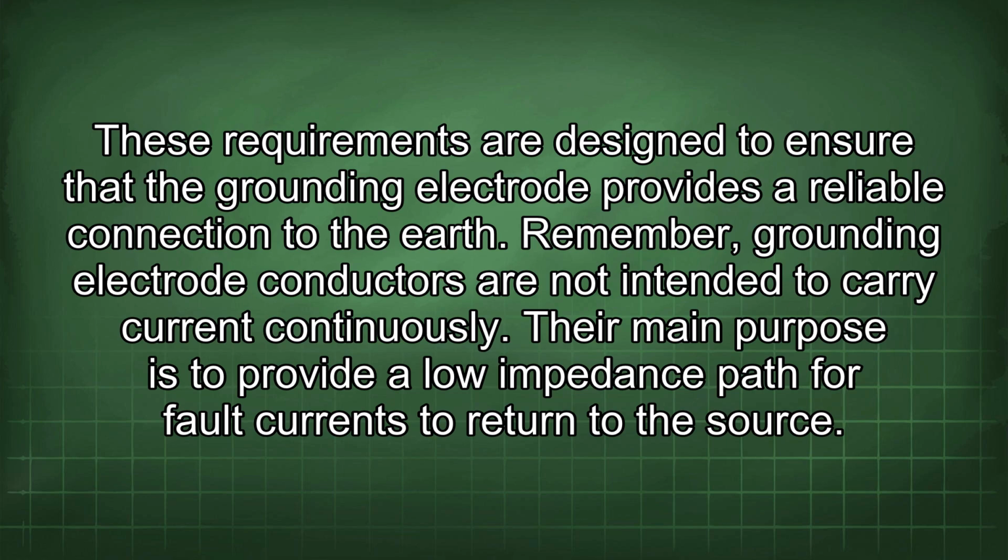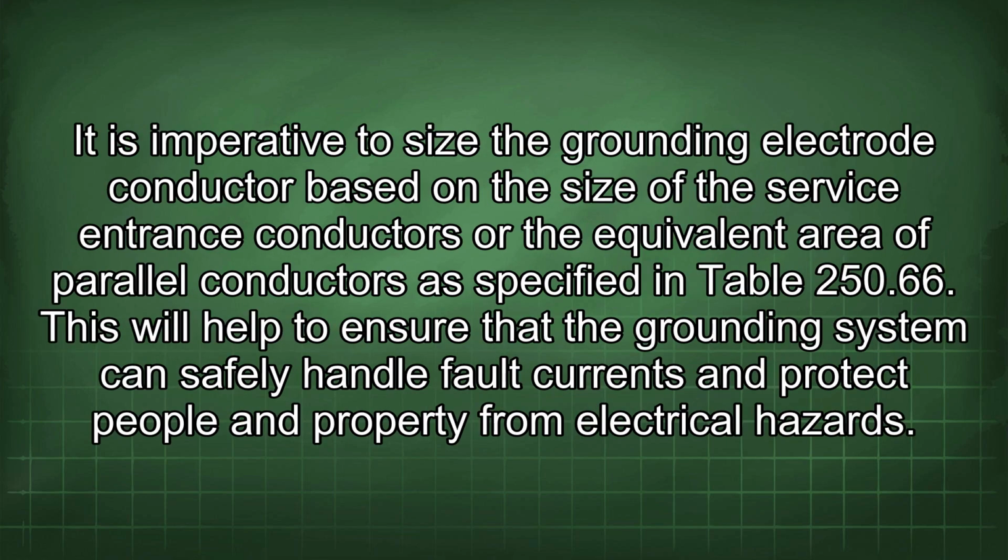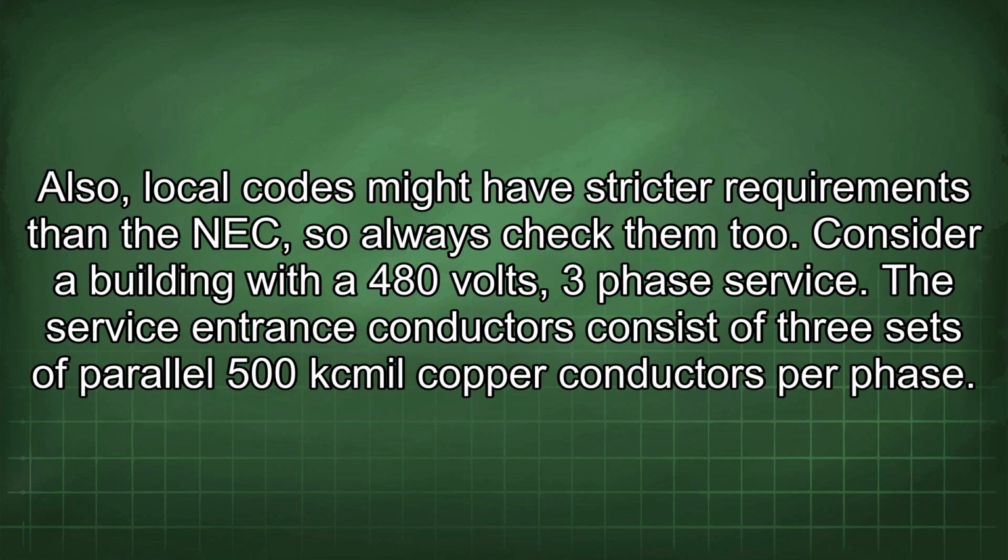Remember, grounding electrode conductors are not intended to carry current continuously. Their main purpose is to provide a low impedance path for fault currents to return to the source. It is imperative to size the grounding electrode conductor based on the size of the service entrance conductors or the equivalent area of parallel conductors as specified in Table 250.66. This will help to ensure that the grounding system can safely handle fault currents and protect people and property from electrical hazards. Also, local codes might have stricter requirements than the NEC, so always check them too.